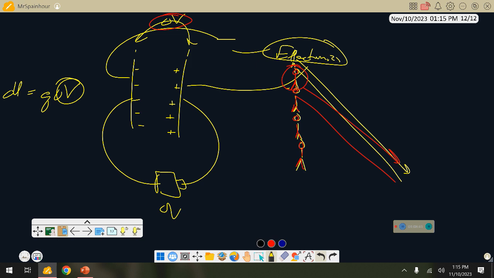Coulomb is just a unit of measure of amount of charge. He was a scientist. It's 6.25 times 10 to the 18th electrons, or protons.